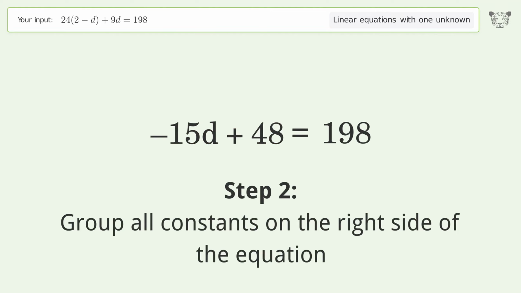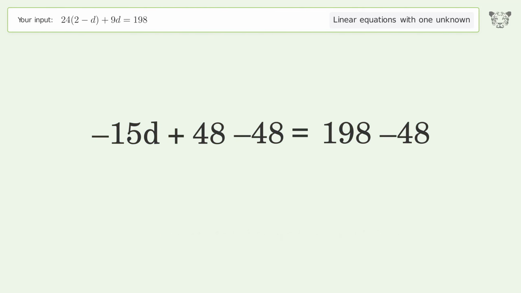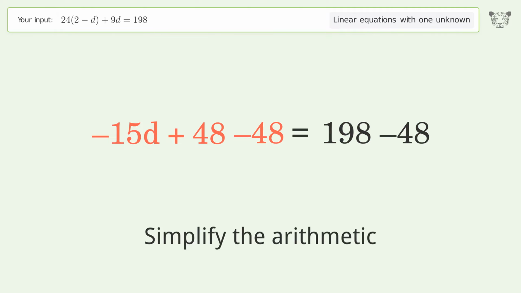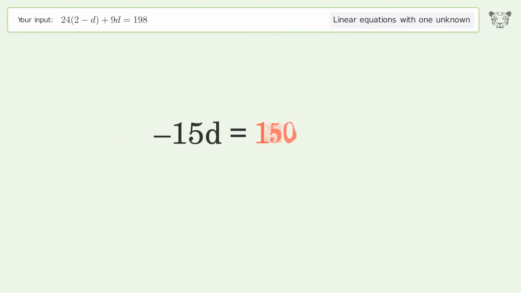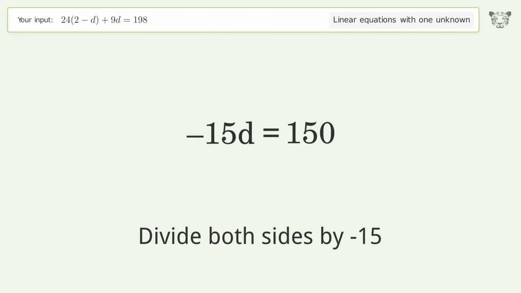Group all constants on the right side of the equation. Subtract 48 from both sides. Simplify the arithmetic. Isolate the d. Divide both sides by -15.